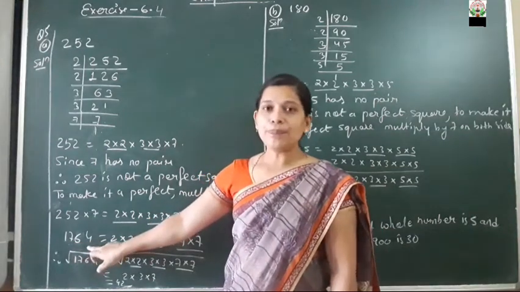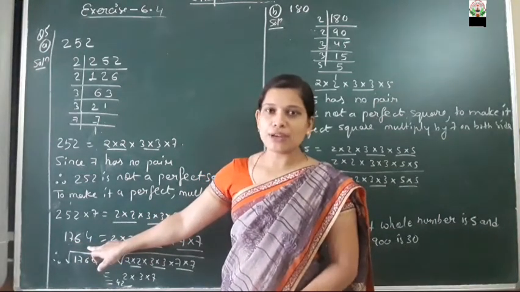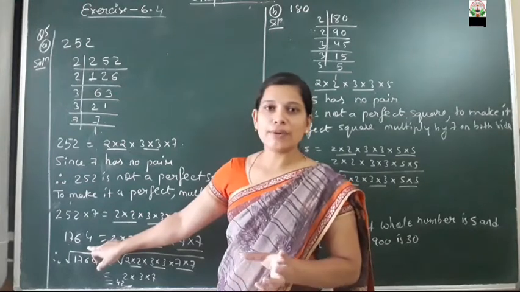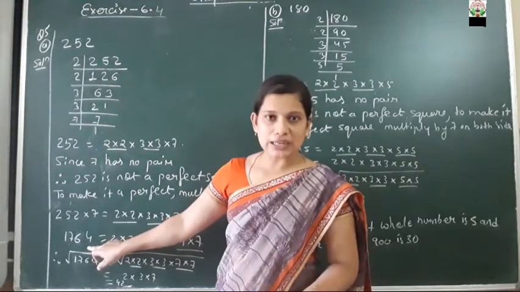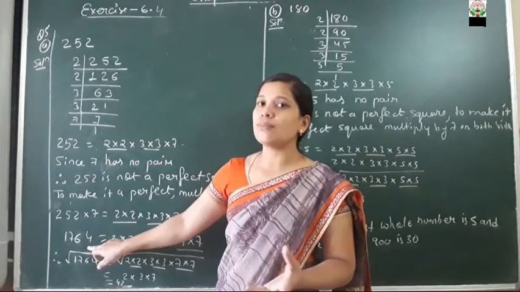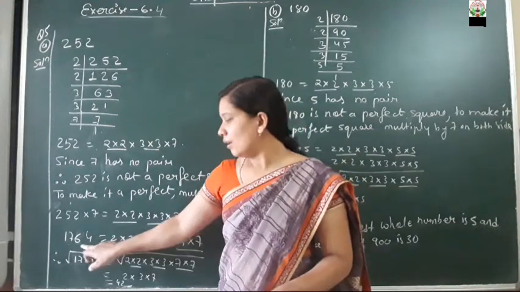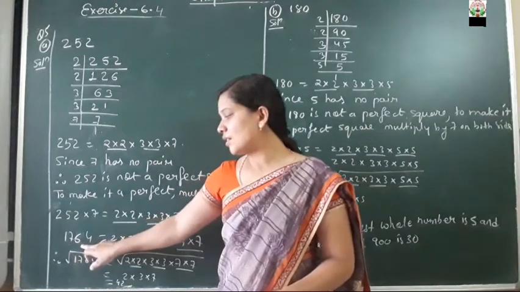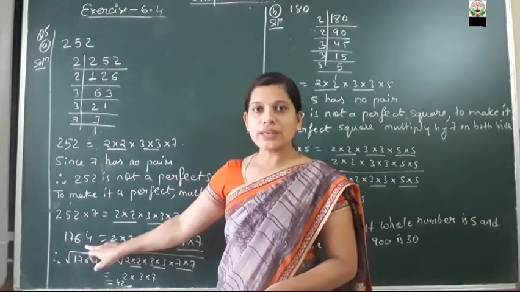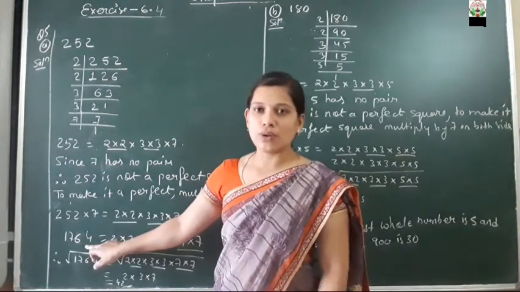Now we can say that 1764 is a perfect square. अब ये परफेक्ट स्क्वायर बन गया. 252 एक परफेक्ट स्क्वायर नहीं था, उसको परफेक्ट स्क्वायर बनाने के लिए जो अनपेयर्ड नंबर था उससे मल्टीप्लाई किया गया. मल्टीप्लाई करने के बाद वो एक परफेक्ट स्क्वायर बन गया. 1764 एक परफेक्ट स्क्वायर बन गया. परफेक्ट स्क्वायर बनने के बाद उसका स्क्वायर रूट फाइंड करना है.